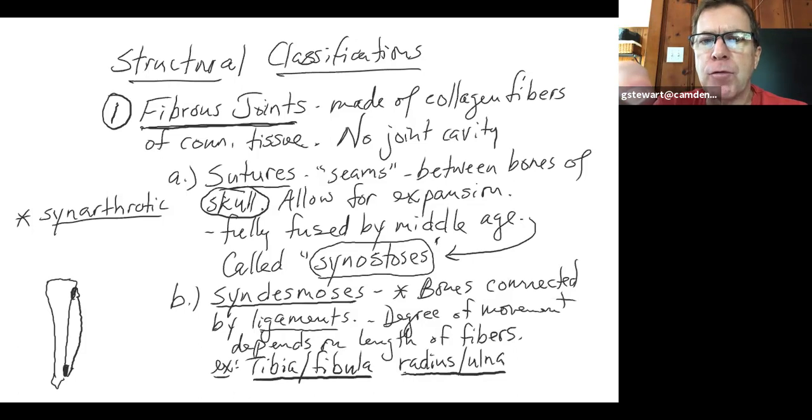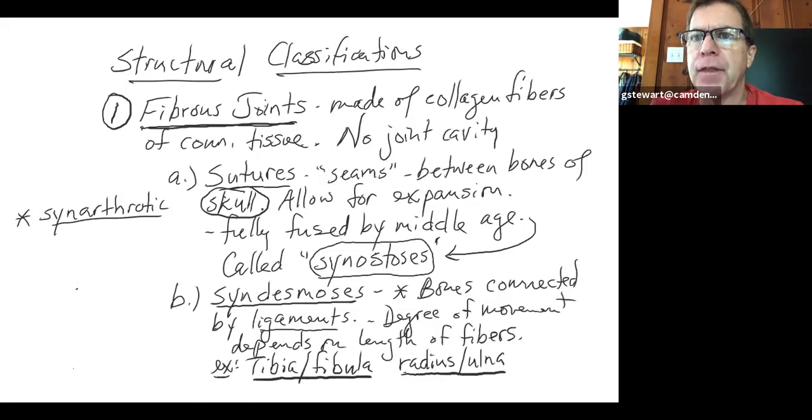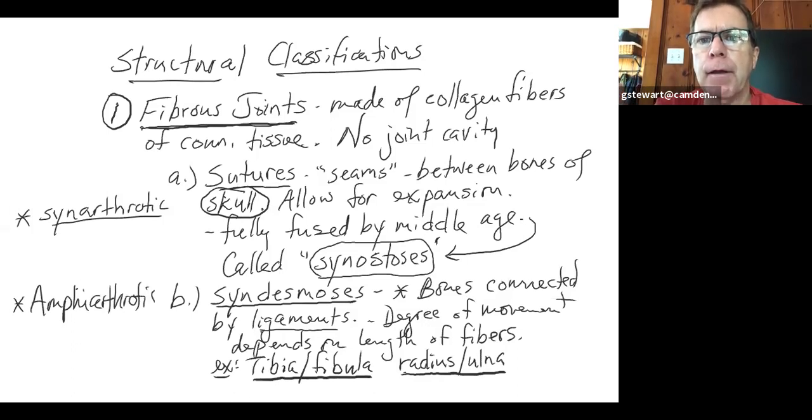And before we move on to the next one, just like I did up with the sutures out here, I'm going to write these are amphiarthrotic, slightly movable. Okay. Now I'm going to call up a new whiteboard layer over this one and just go to letter C, which will be the third subcategory of fibrous joints.